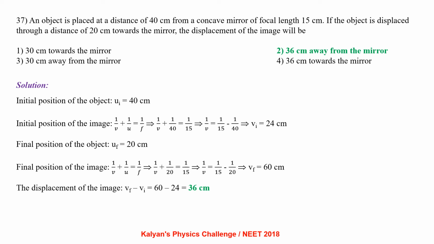For the final position of the image, we apply the mirror formula again. This time the object distance is 20 centimeter. So we obtain the final position of the image as 60 centimeter. So the displacement of the image is 60 minus 24, that is 36 centimeter.